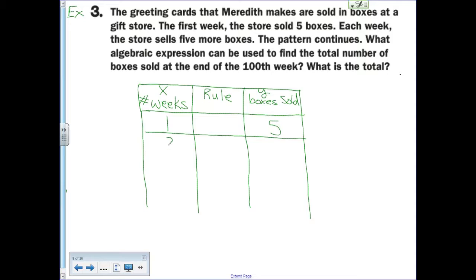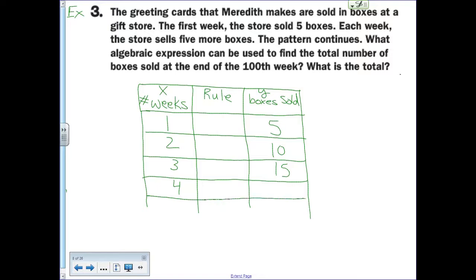So the second week they would have sold another 5. That would give them a total of 10 boxes sold. The third week they sell another 5 boxes, so that would be 15 boxes sold. And then the fourth week they would sell another 5 boxes, and that would be 20 boxes sold. So you need to quickly draw your table.